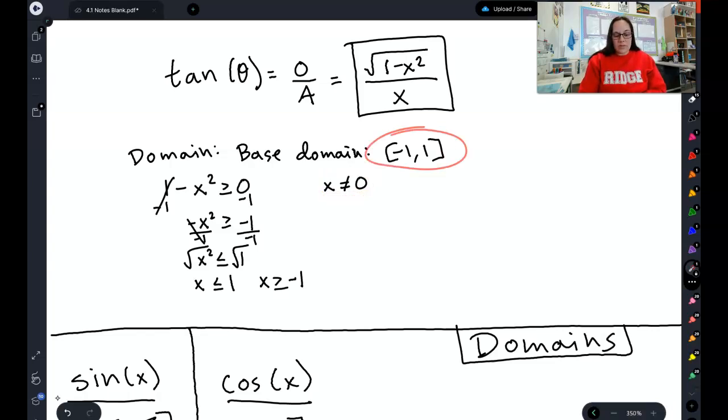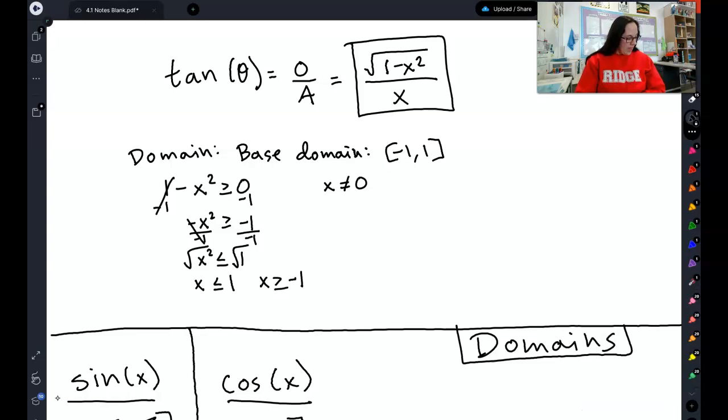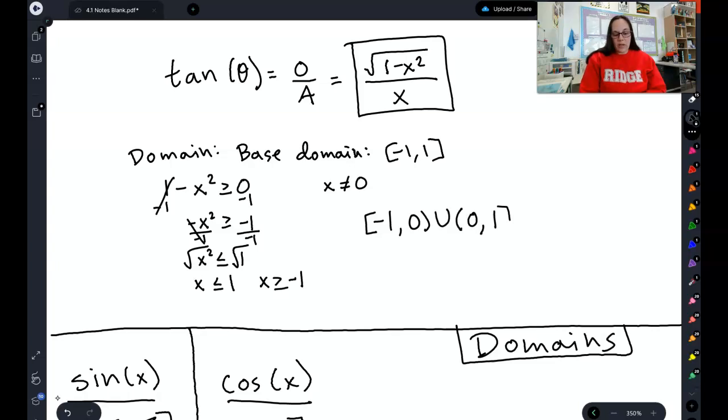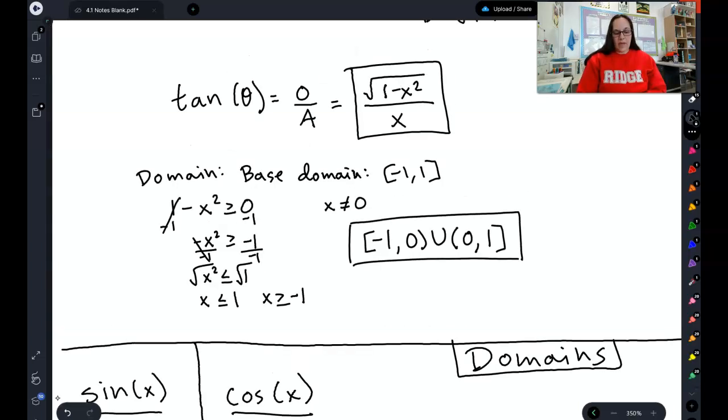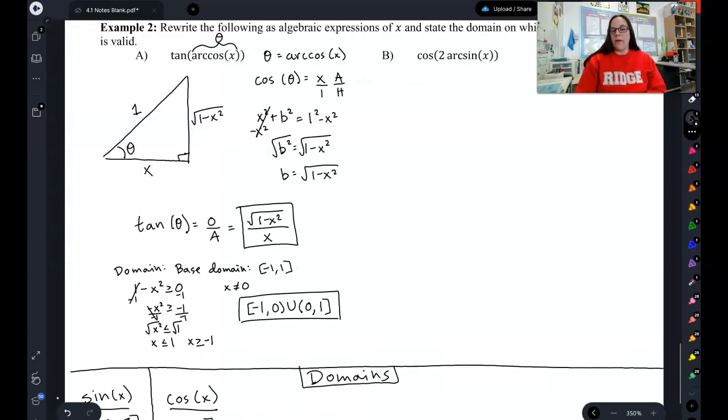So what I'm going to do is modify my base domain to fit the rules I came up with. Now my base domain had to be from -1 to 1. That fits these two rules. Has to be greater than or equal to -1 and less than or equal to +1. So those two rules are already taken care of. However, I do also have this rule that x cannot be 0. So that means my final domain is my base domain, except I don't include 0, because that was the other rule I came up with. And that is the final domain for my function.